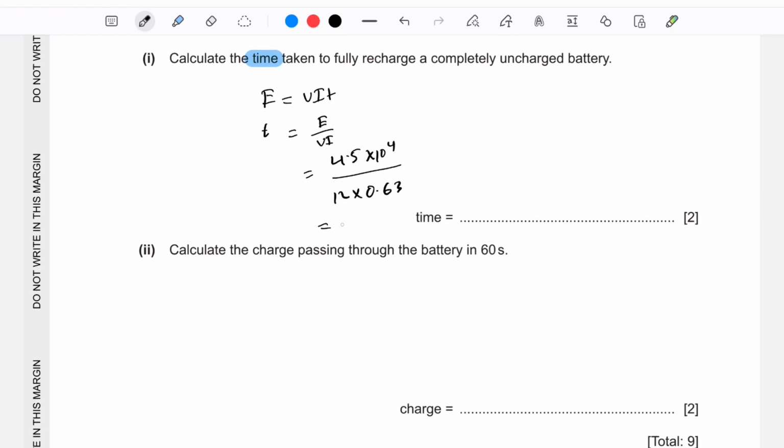And that would give us 5952.3 seconds. That's 6000 seconds.